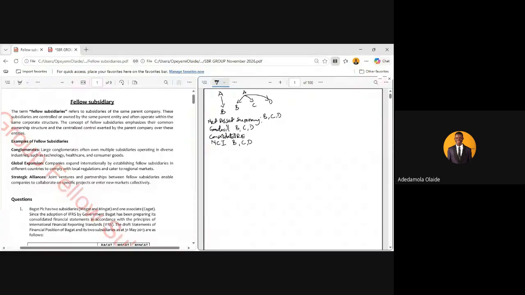So if I want to consolidate PPE now, I'll say PPE of A, which is the parent, plus PPE of B, which is subsidiary 1, plus PPE of C, which is subsidiary 2, plus PPE of D, which is subsidiary 3. Do we understand? Yes, sir. Okay, good.